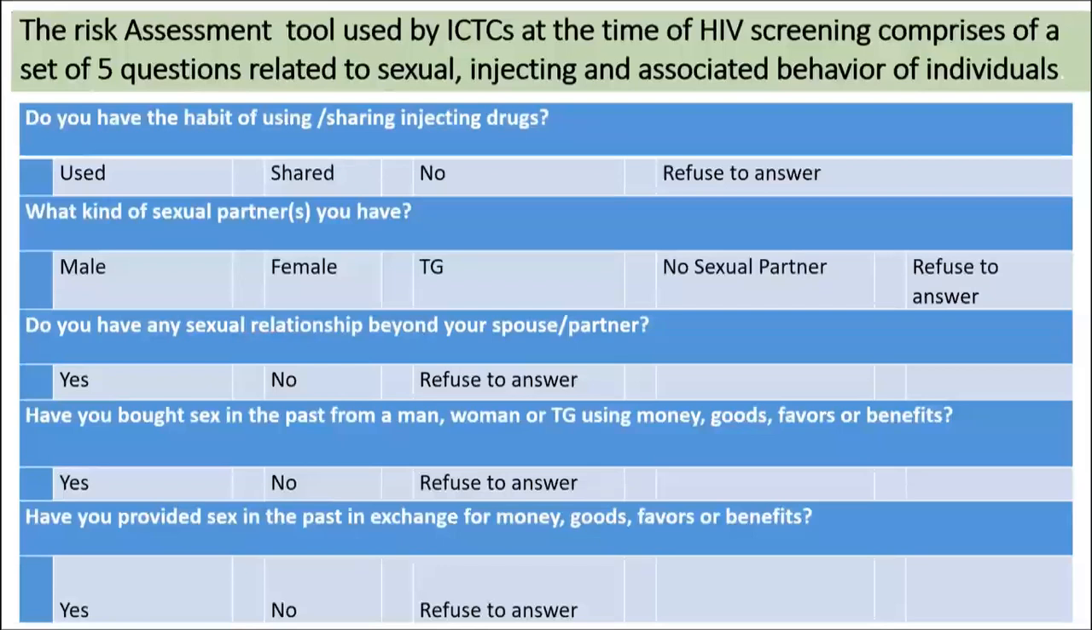Then the fourth question we ask is, have you bought sex in the past from a man, woman, or TG using money, goods, favor, or benefits? This is another way of asking whether that particular person is engaging in high risk behavior, and if so, what kind of high risk behavior the person is profiling. Then, have you provided sex in the past in exchange for money, goods, favor, or benefit? This is yes, no, and refuse to answer.